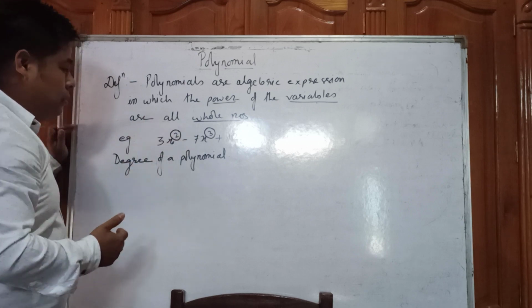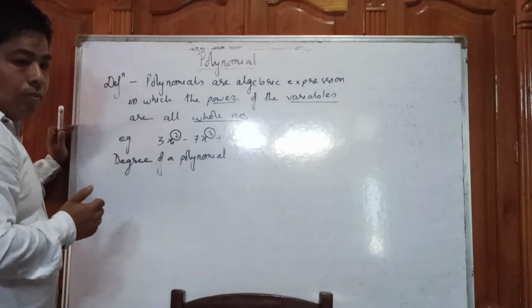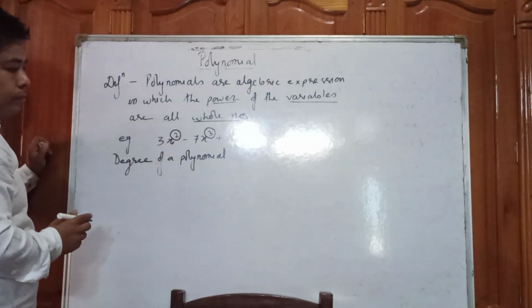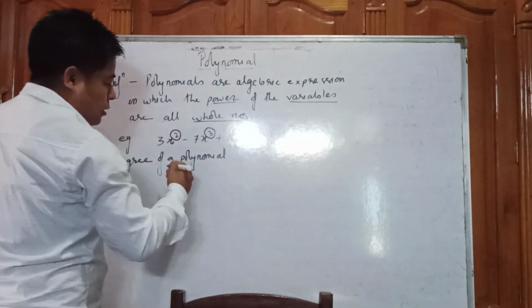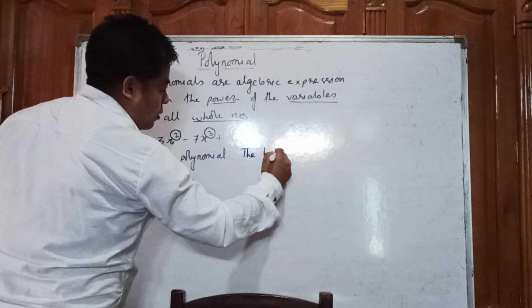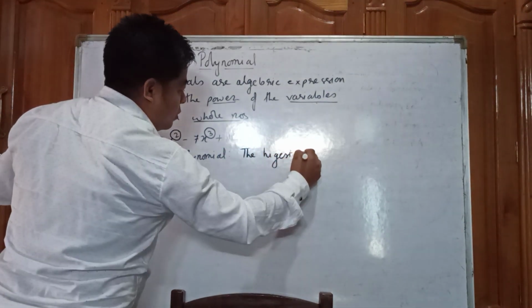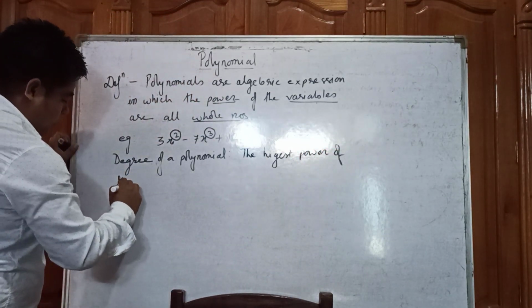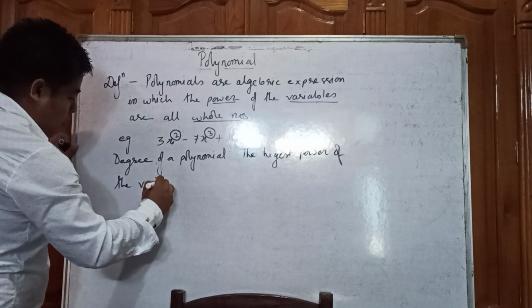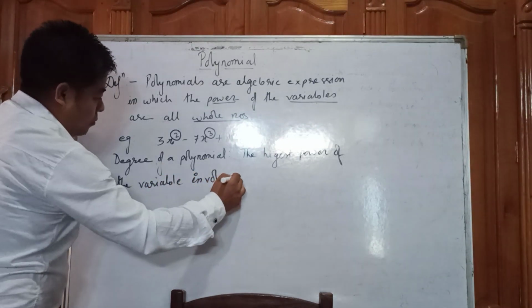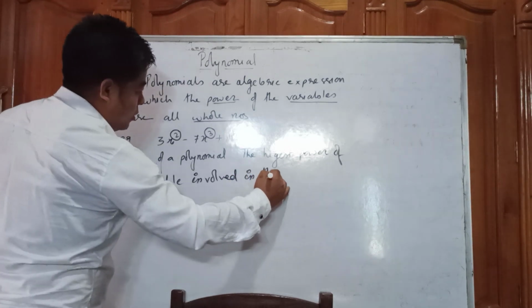So before we write the degree, let's come to the definition of the degree of the polynomial. How do we define degree of the polynomial? We define the degree of the polynomial as the highest power of the variable involved in the polynomial.